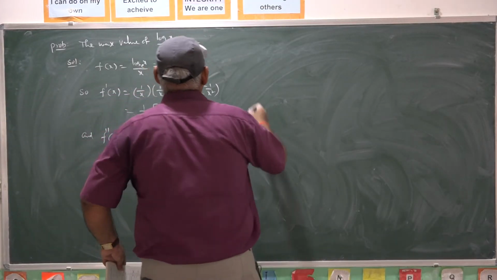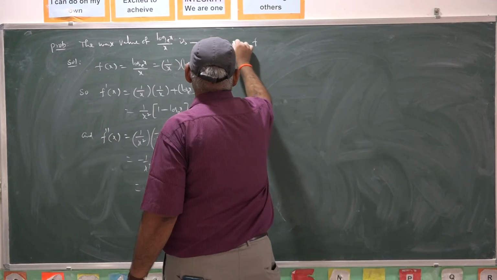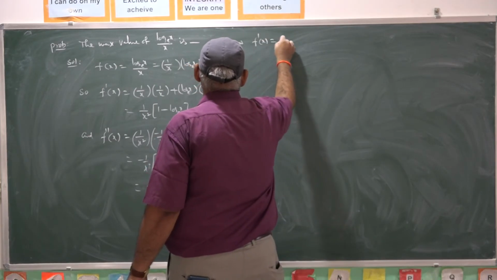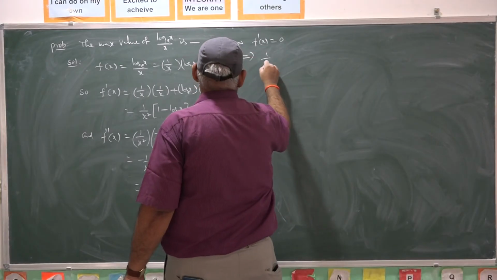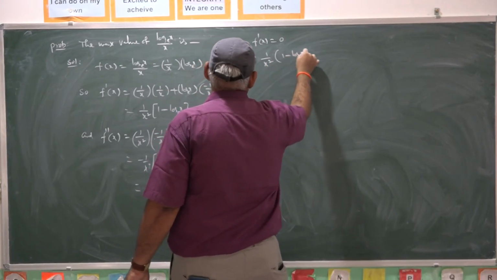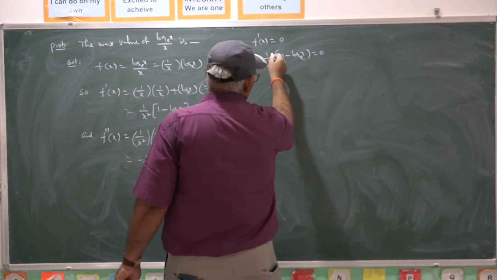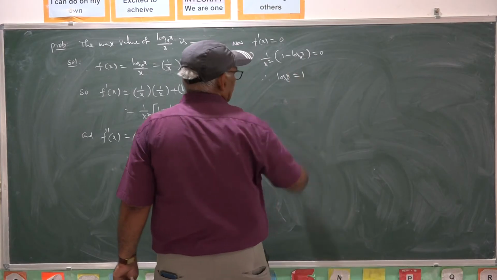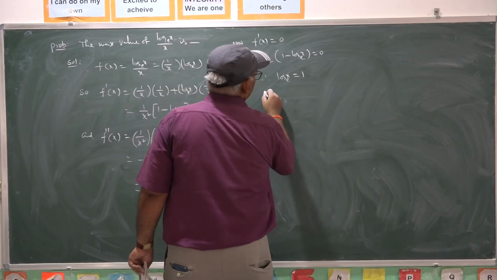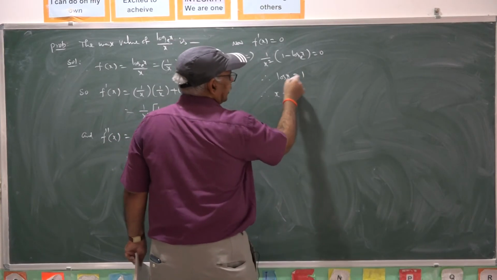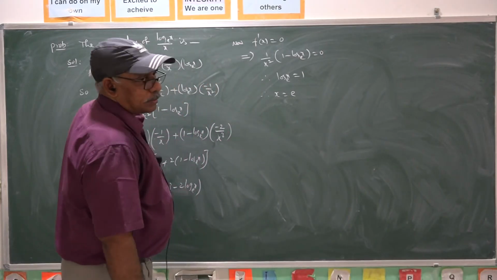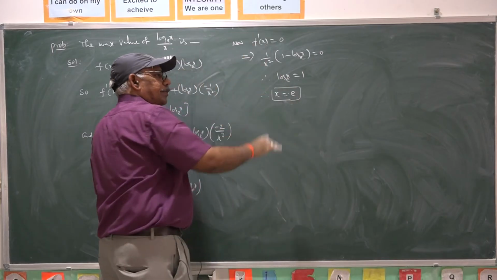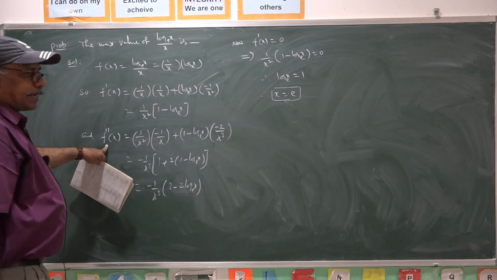Now, to minimize or maximize the function, f' must be 0. So f'(x) equal to 0 implies 1 by x squared into (1 minus log x to the base e) is 0. 1 by x squared cannot be 0, so log x to the base e equals 1. Hence x equals e to the power 1, which means e. So at x equal to e, the first derivative is 0. Observe the second derivative.